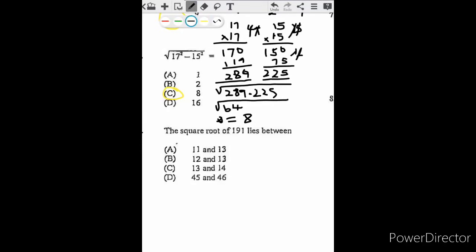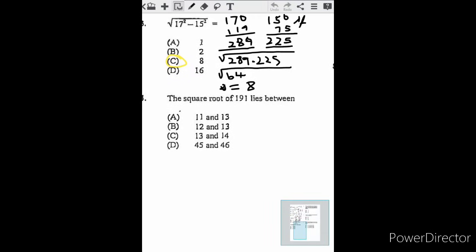Next question. We need to find between which values the square root of 191 lies. Looking at it, we already know that our value cannot be 45 and 46. And then A, which is 11 and 13. We already know the square of 11 is 121. That's way too low. And then 13, that's going to be too much of a margin. So our viable options would be B and C.